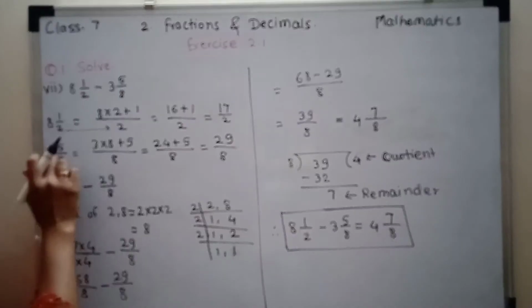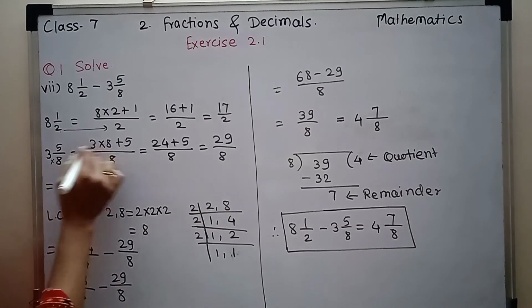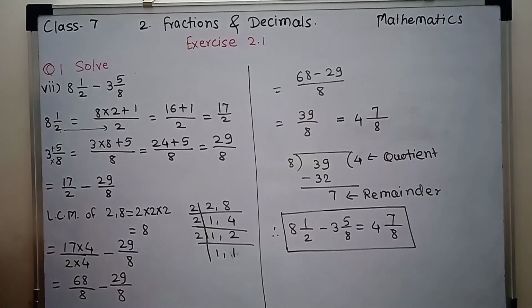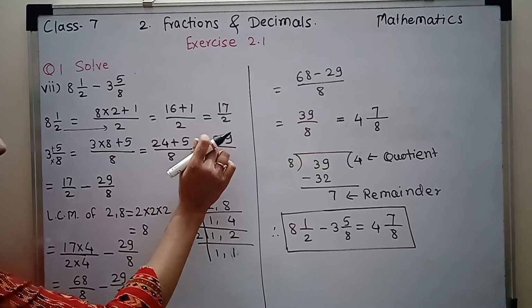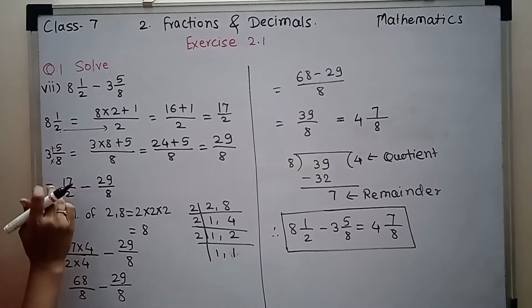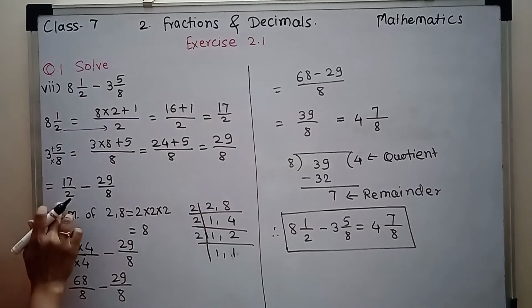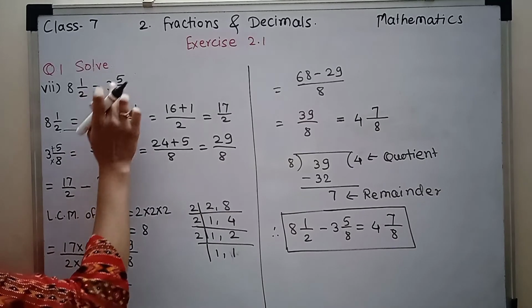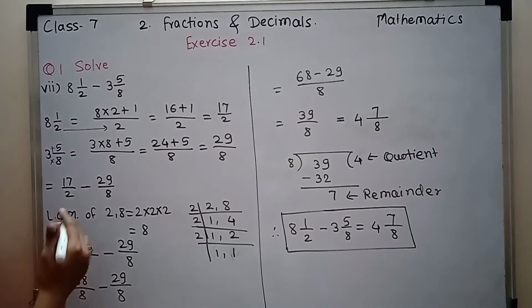Now next is 3 5/8. So we need to multiply 3 into 8 plus we need to add the numerator. So 3 8s are 24 plus 5 will give us 29 divided by 8. And hence our sum will become what? Instead of 8 1/2 we can write 17/2 minus, instead of 3 5/8 we can write 29/8. So now we need to take the LCM of both the denominators.